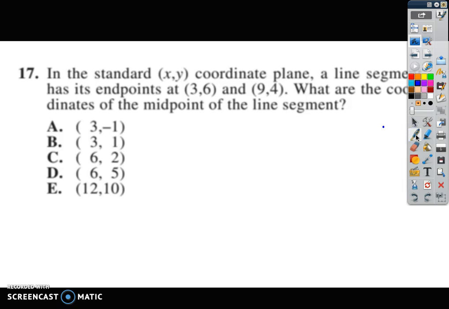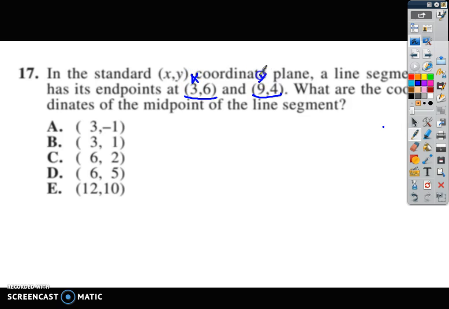This one talks about using the midpoint formula, which is super easy, but if you don't remember the midpoint formula, you could at least graph it. I'm going to start with the midpoint formula. We have (3, 6) and (9, 4). And remember, midpoint is the middle of those two endpoints. It's exactly in the middle. So the midpoint formula is (x plus x over 2, y plus y over 2). You're just averaging the points together.